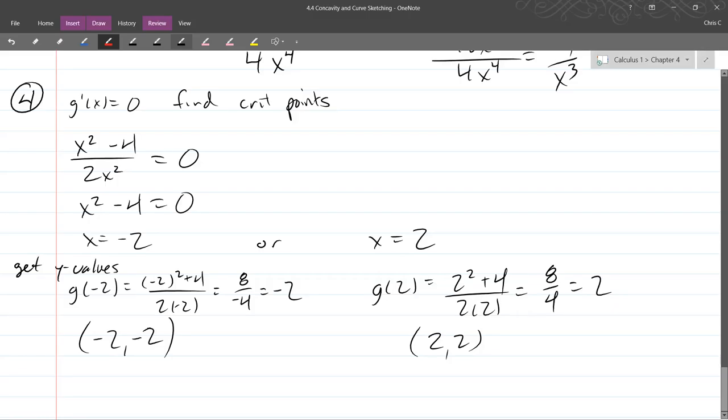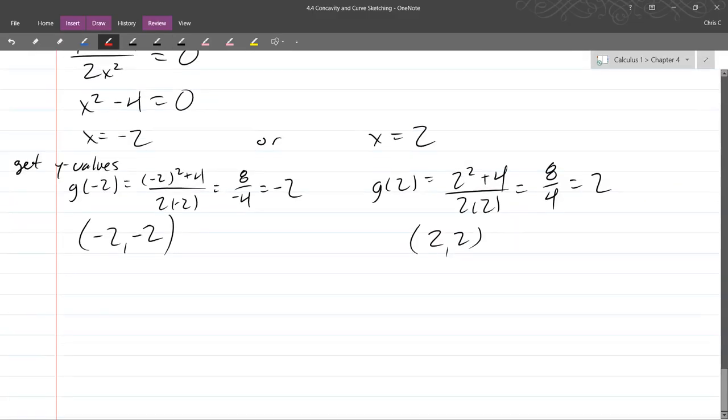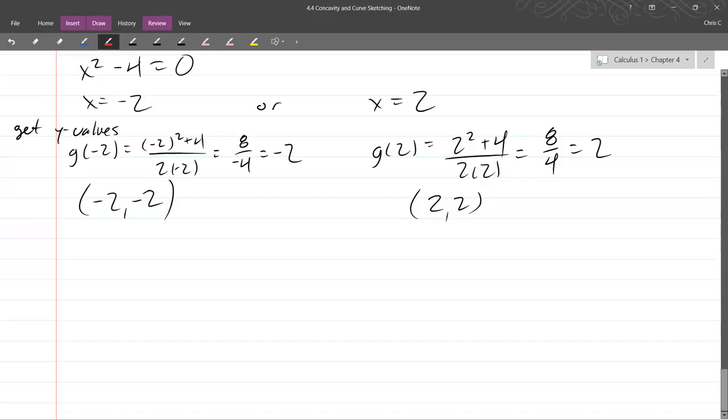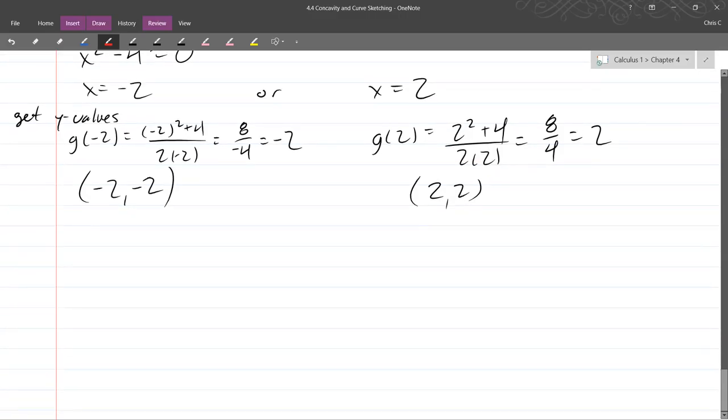I will plug them into g double prime, but the information I get out of g double prime versus g is very different. So g tells me where they are in the graph. This doesn't tell me if they're local mins, max, or inflection points. They're one of the three because the slope is flat. I don't know if it's local min, local max, or sort of halfway between. All right, so we figured out the y values, so we plugged into the original g.